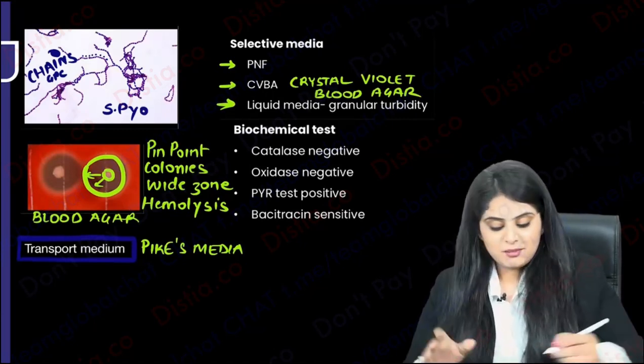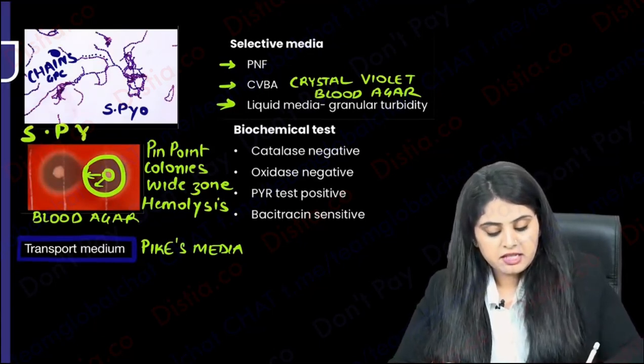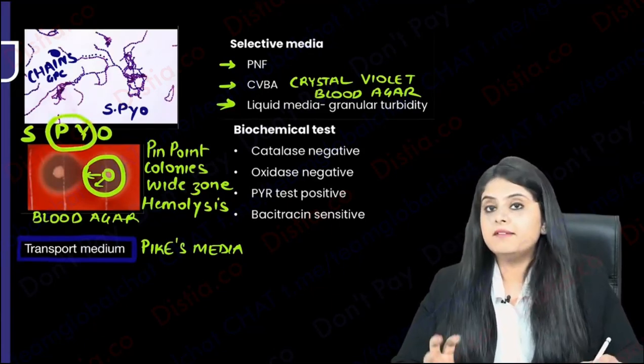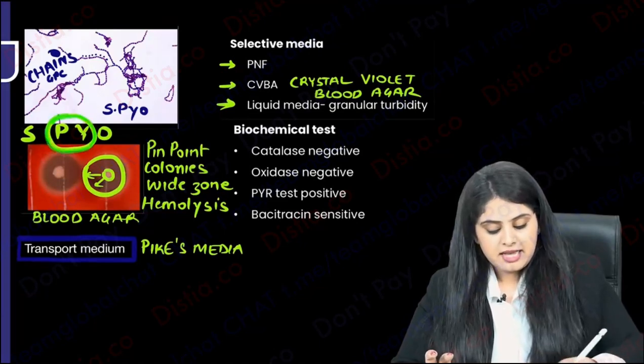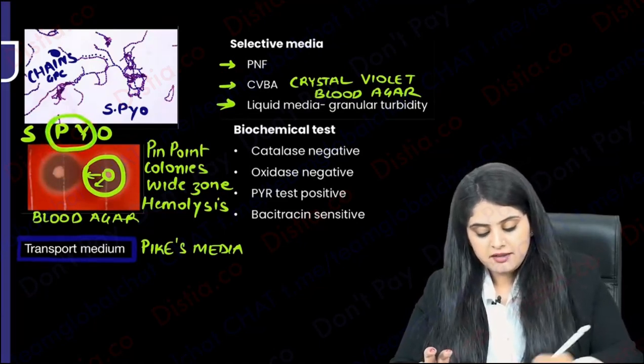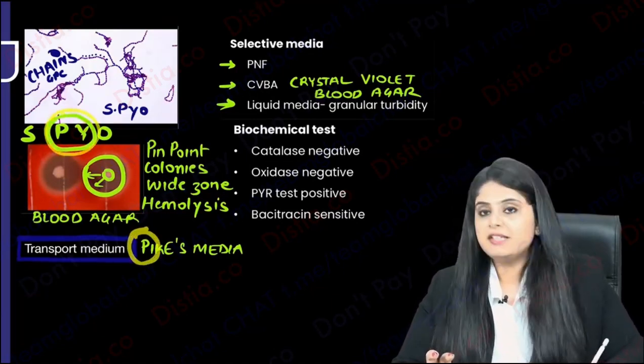So let's go for a mnemonic. When I say Streptococcus pyogenes, everything is going to be pi, Y. I'll tell you how. See, if I say Streptococcus pyogenes, and what is the media that it's going to have, you will say the transport media is Pike's media. So pyogenes has Pike's media.